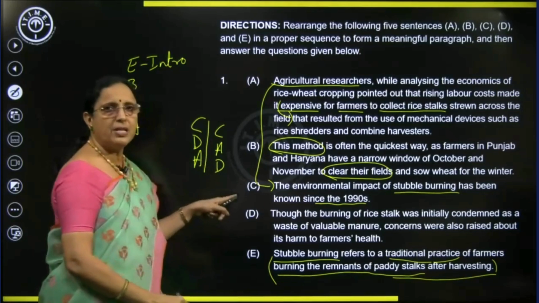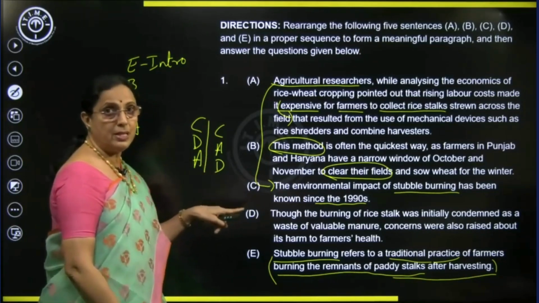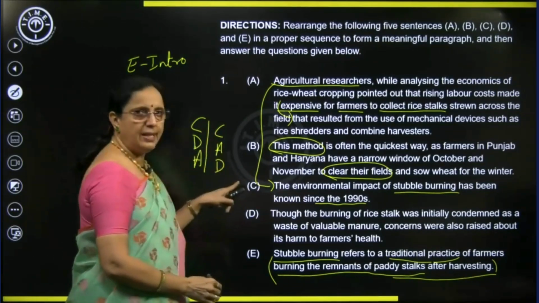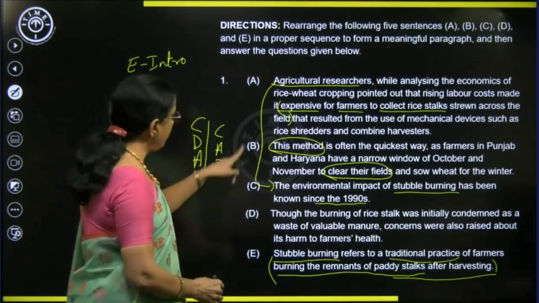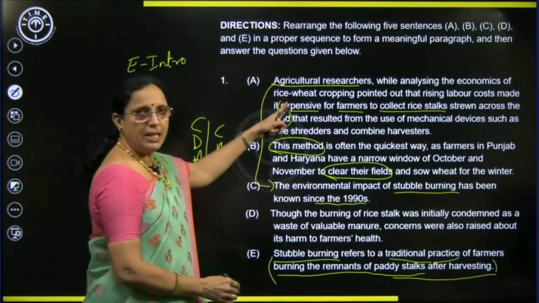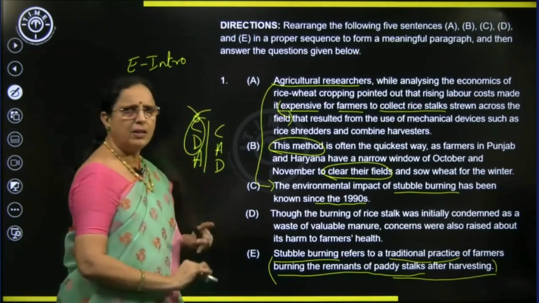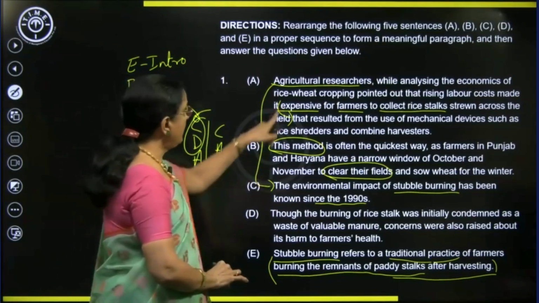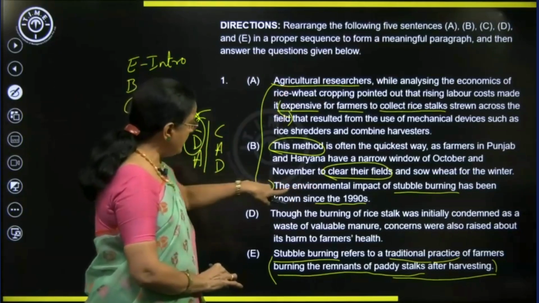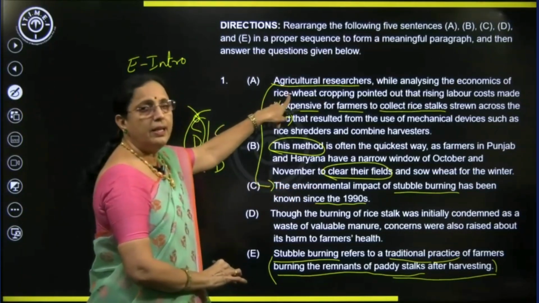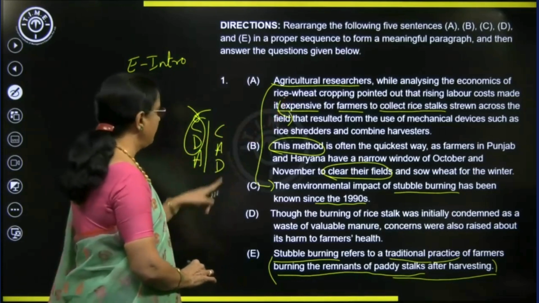There are many ways of answering these questions, dear students. All right, CDA or CAD. Now, when you look at CDA, after D, A doesn't make sense and CD is not a proper connection. Agree or not? Not very convincing. Why? C and A. Why is this happening is analyzed by the agricultural researchers. So, it should be CA only.